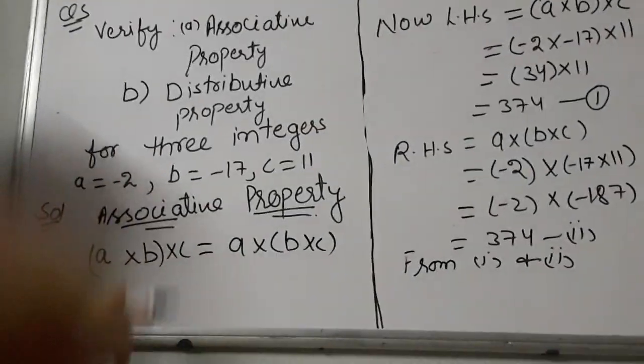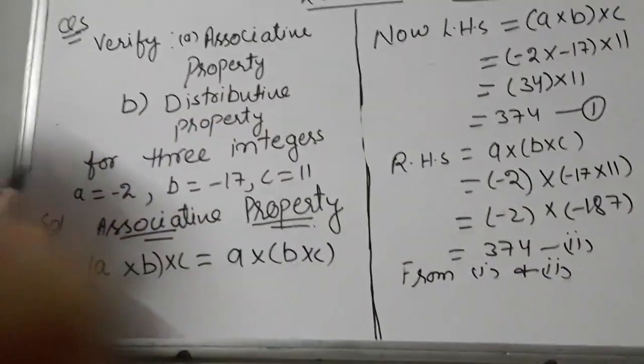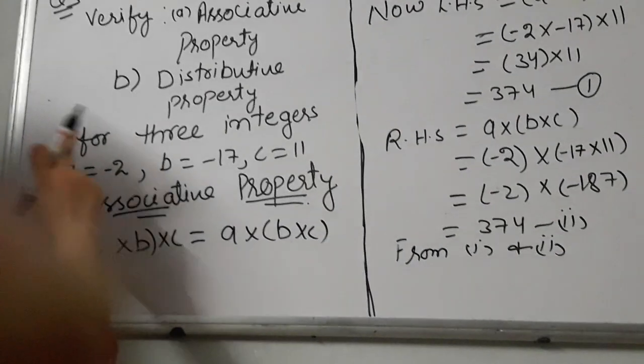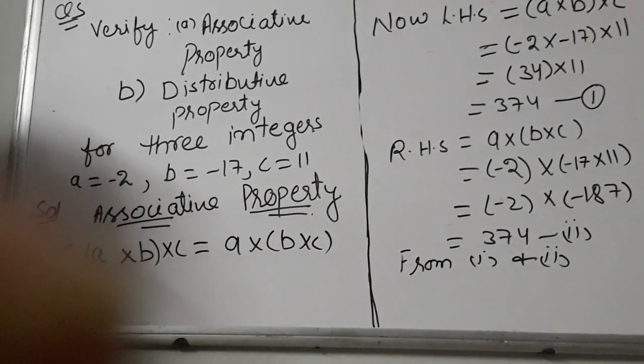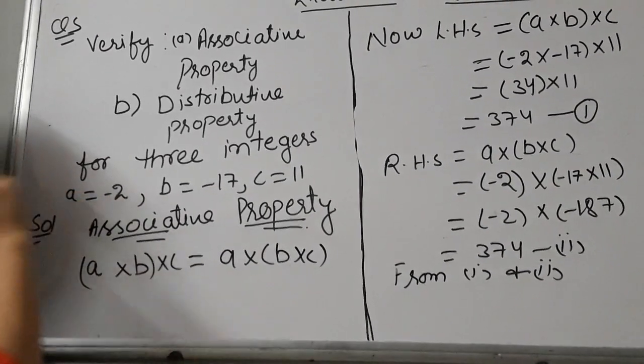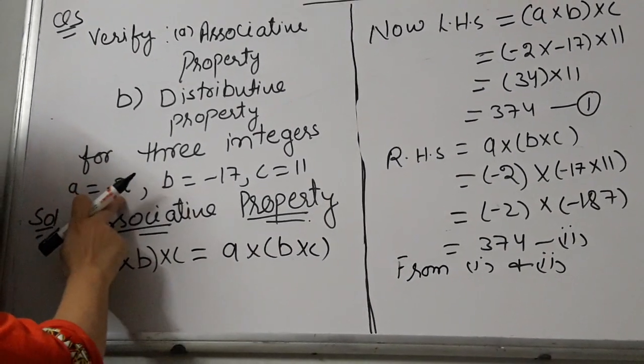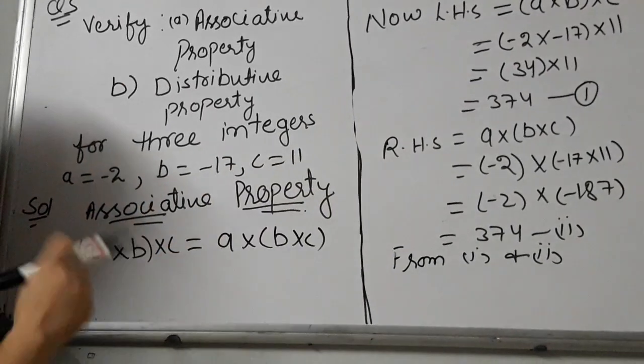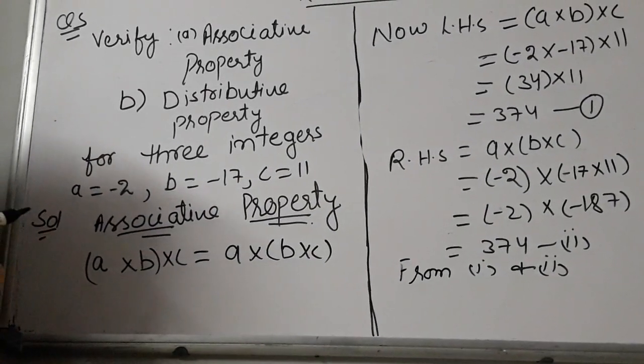Question number 5 says verify associative property and distributive property for these three integers. Already we have learned about the properties. Now we will check whether they will apply in these integers or not. What are the integers? -2, -17 and 11. First we will do with the associative property.